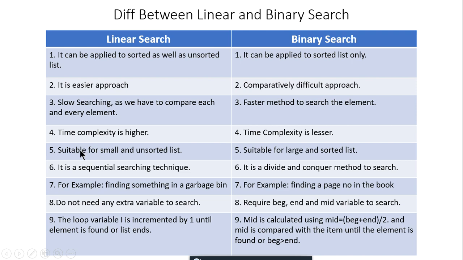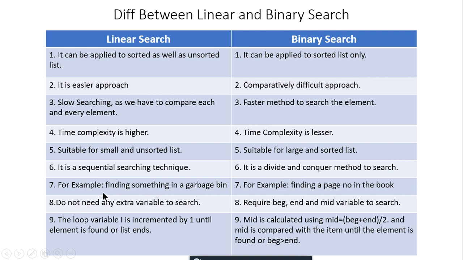Linear search is good if you have a small set of elements like 5 or 10, and whether your list is sorted or unsorted doesn't matter. Then you can use linear search. But for a large set of elements it is better to use binary search, but make sure that the list is in sorted order, that is, ascending or descending order. Linear search is also called the sequential search technique, whereas binary search is called the divide and conquer method.